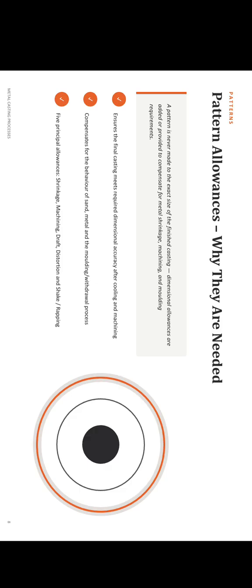Pattern allowance. Why are they needed? There are three points: ensure the final casting meets dimensional accuracy after cooling and machining, and compensate for the behavior of sand, molten metal and molding processes. The final principle allows for shrinkage, machining, draft, distortion and shake.